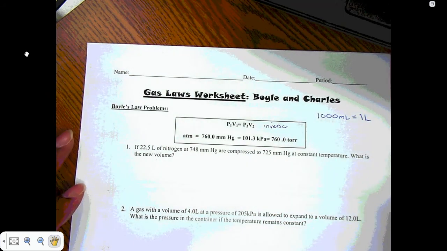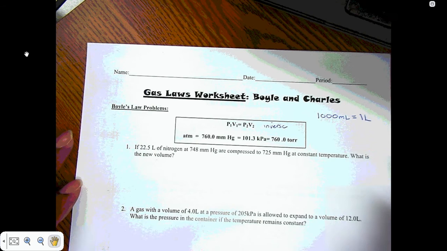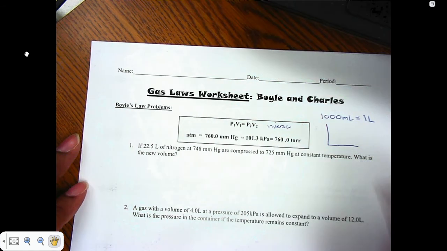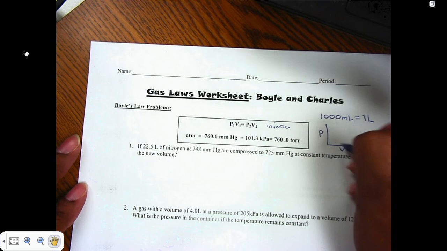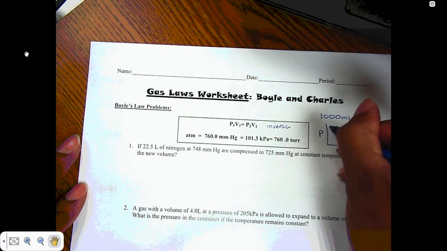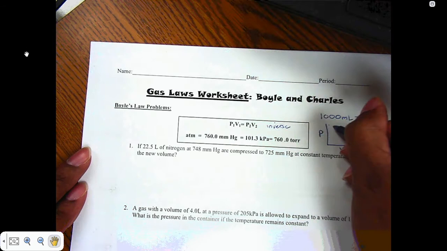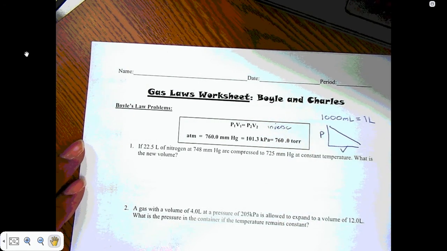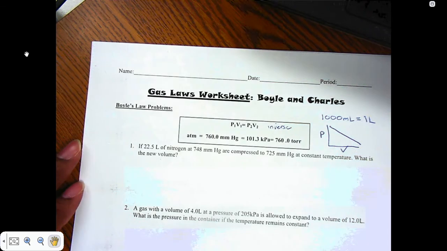So when you're looking at that graph, you want to make sure you can explore that relationship when you are comparing P to V, where if the pressure is going down, the volume is going to increase. So make sure you understand that. Alright, so let's get started.